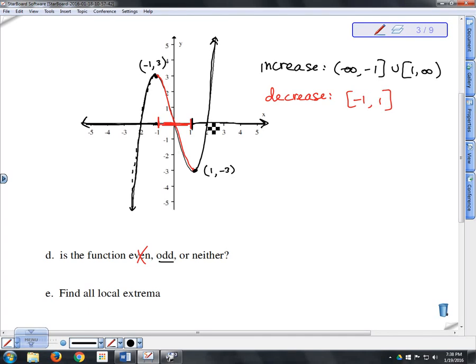Like this one here is the point (2, 0). So over here, it's opposite, (-2, 0) is also on the graph. That's an indication that this is an odd function.